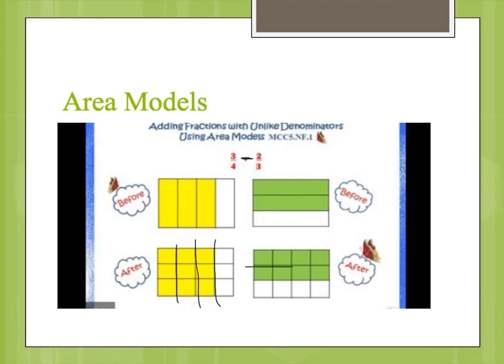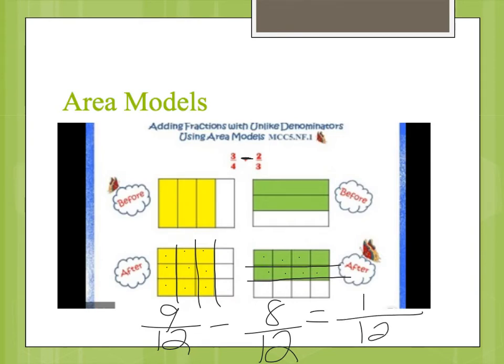And then for here, all I have to do is just add 2 vertical lines. And that gives me 12 equal parts. So now I can see, well, how many are shaded? 1, 2, 3, 4, 5, 6, 7, 8, 9. 9 out of 12 parts. And here I have 1, 2, 3, 4, 5, 6, 7, 8. 8 out of the 12 parts. If I subtract those, 9 minus 8 is 1/12.